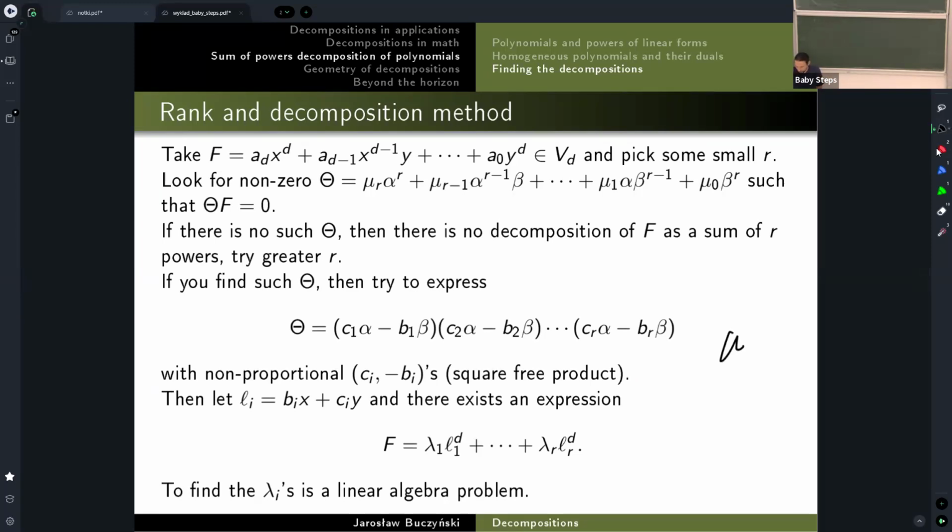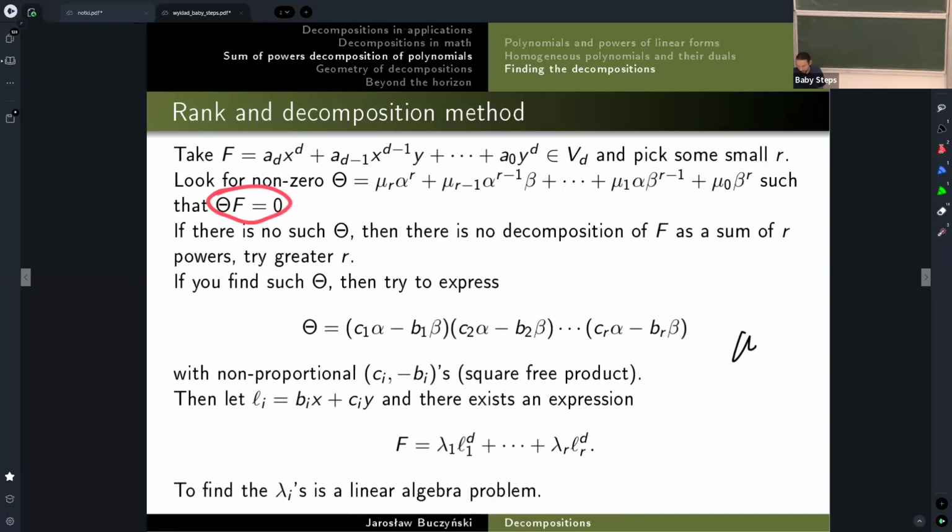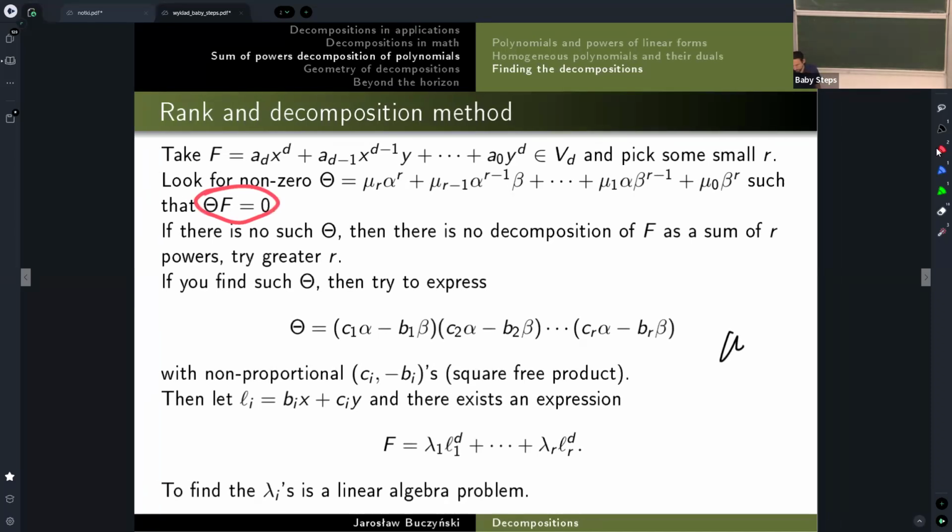So, okay, there are 3 steps here. Step 1 is to find such theta, and this is a linear algebra problem because once you have the Ai's fixed and you are looking for mu r up to mu 0, this is just a set of linear equations that you have to solve to find out if such theta exists.